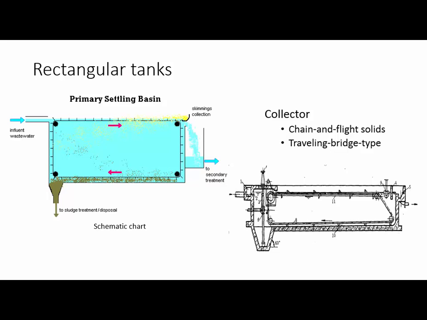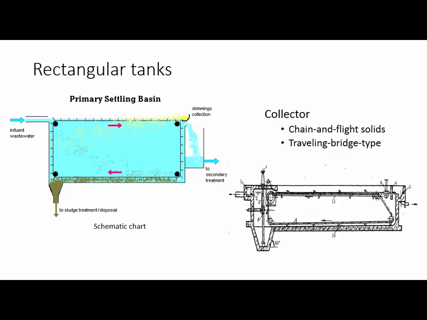And there were two kinds of collectors using rectangular tanks: the chain and flight solids collector, and the other one is the traveling bridge type of collector. I just can't find a picture of the chain and flight solids collector, so it's this one. You can see the endless conveyor chain.